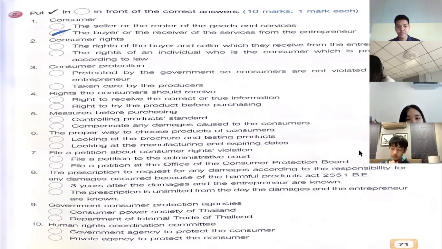Okay. Poon, number 2. Make your voice louder. Of an individual who is a consumer, which is protected according to law. Yes. So consumer rights are the rights of an individual who is the consumer, which is protected according to the law. Okay. For number 3, Ode.